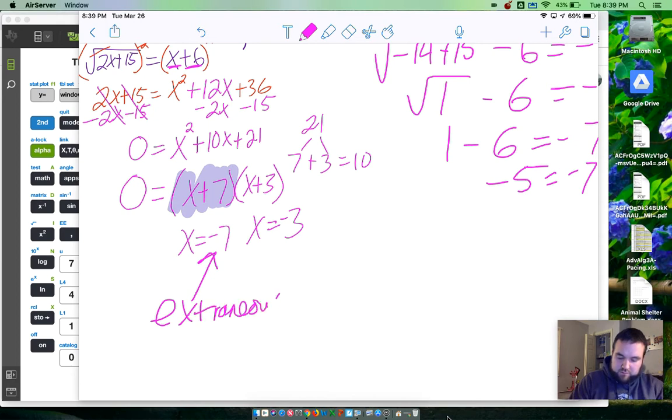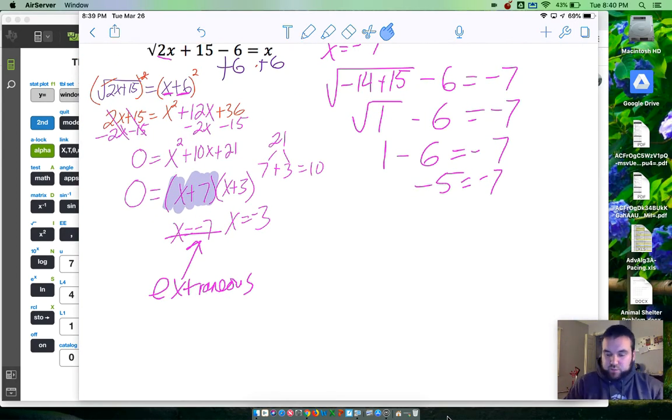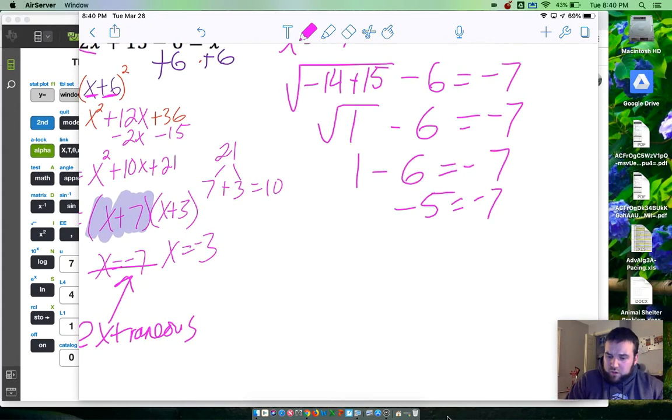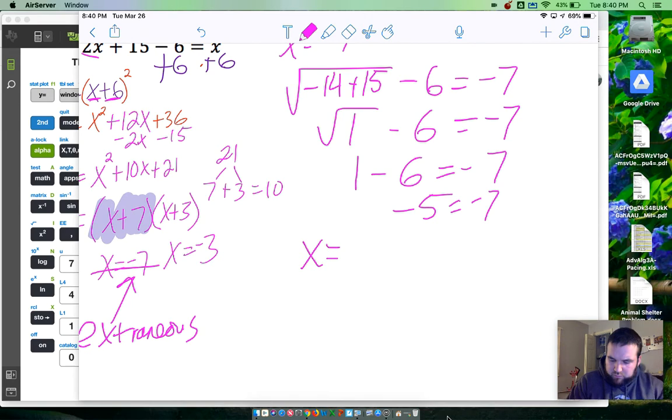You do not have to remember how to spell extraneous. Just cross out that word, or cross out that solution. X equals -3 is probably going to work, but we still want to check it real quick.